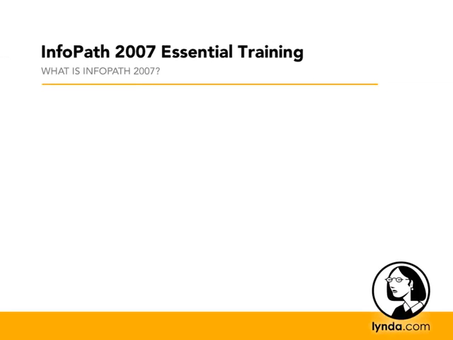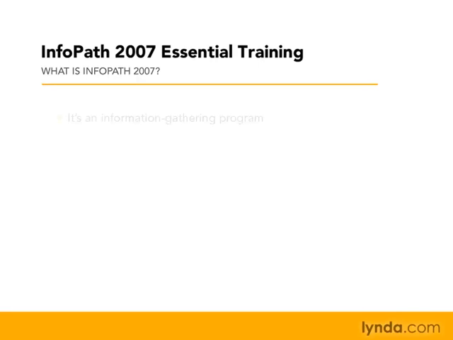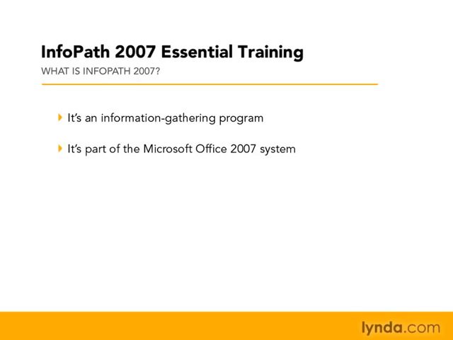Just before we launch InfoPath 2007 and explore the user interface in this chapter, let's get better acquainted with the application itself. Exactly what is InfoPath 2007? Well, a simple definition is it's an information gathering program. It's also part of the Microsoft Office 2007 system. So if you already happen to have Microsoft Office Ultimate 2007 or you plan on upgrading to that suite of applications, you'd be glad to know you have InfoPath as well as some other useful applications that tie in nicely with InfoPath, such as Microsoft Groove, for example.